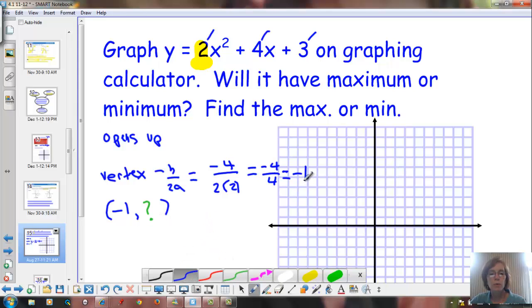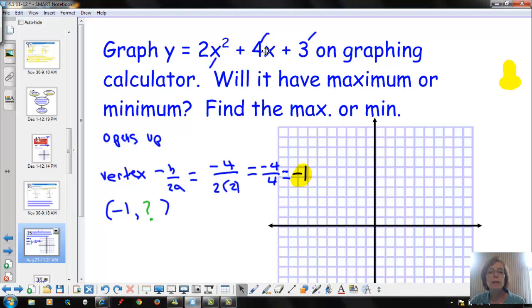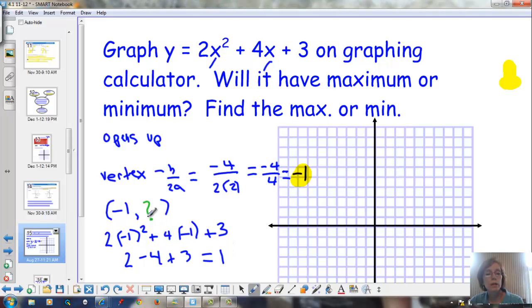Alright, and so to find that, we need to plug in this negative 1. We're going to take that negative 1 and plug it in wherever we see an x in our equation. So that would be right here, that x, and right here, this x. Write down 2 times negative 1 squared plus 4 times negative 1 plus 3. So negative 1 squared is a positive 1, times 2 is 2. So I've got 2 minus 4 plus 3. And that's going to give me a negative 2 plus 3 is 1. So my vertex, and get rid of my question mark now, my vertex is going to be negative 1, 1.